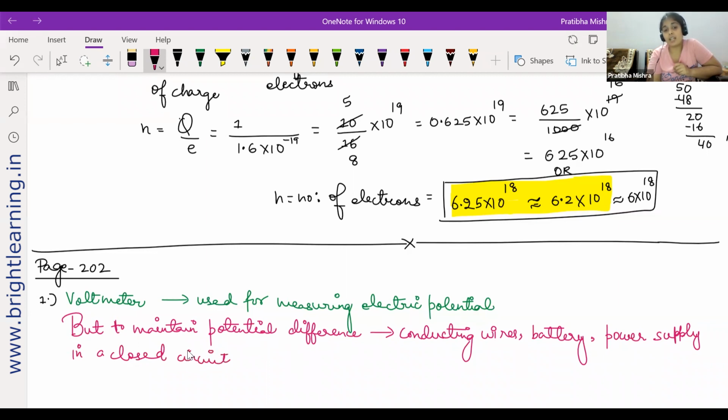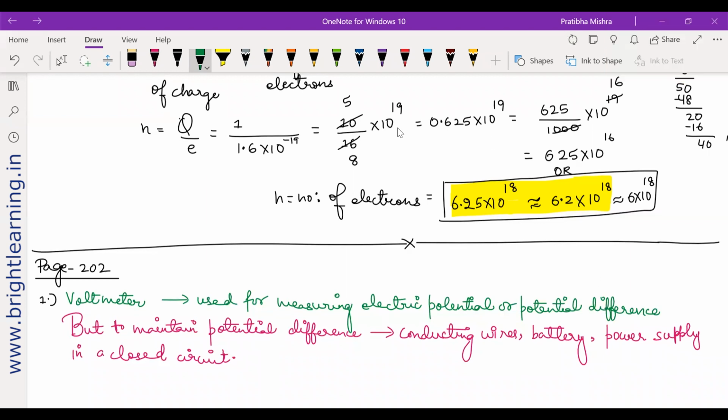Be very careful while answering your questions. Measuring electric potential, voltmeter. Maintaining electric potential. So electric potential is your potential difference. So let me just write down, or potential difference. Otherwise, you might think it is different. No, it is not different. Okay. Two different colors, I have written it, for you to understand it properly. All right. Now, what is the next question?